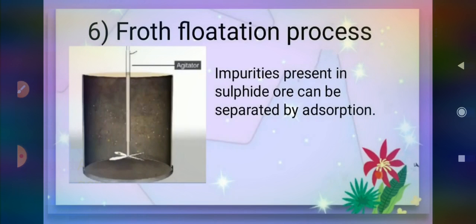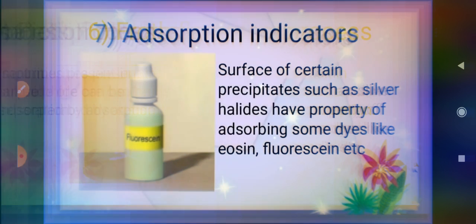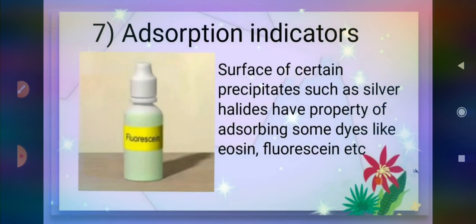Next is the froth flotation process. This is one of the processes which we are going to discuss in the next chapter, that is general principles and processes of isolation of elements. In this process, the impurities present in the sulfide ore can be separated by adsorption. Details will be discussed in the next chapter. Next, adsorption indicators. The surface of certain precipitates such as silver bromide has the property of adsorbing some dyes like eosin, etc.